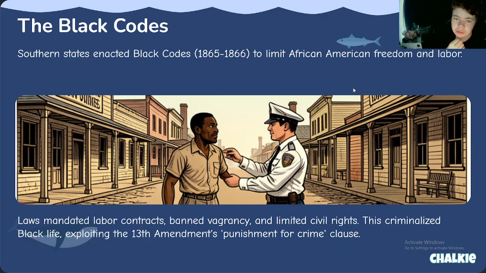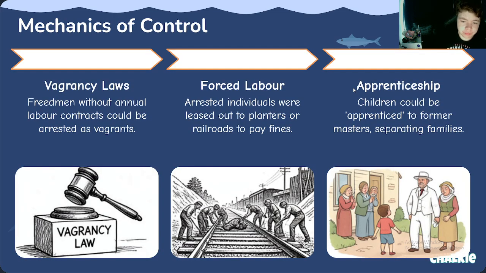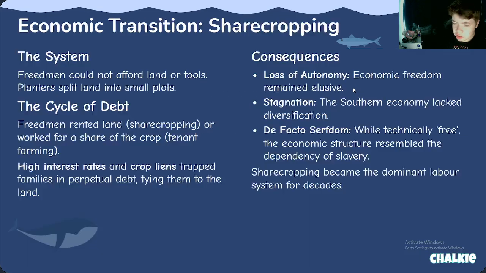You then had the Black Codes from 1865 to 66. These were enacted by the Southern states, limiting African American freedom on labour. So it mandated labour contracts. You couldn't beg, you couldn't be a vagrant, and it also limited civil rights massively. So you criminalised African Americans, and again exploited the 13th Amendment's punishment for crime clause. Obviously, you had the vagrancy laws, forced labour, and apprenticeships. Children could be apprenticed to farm masters, separating families.